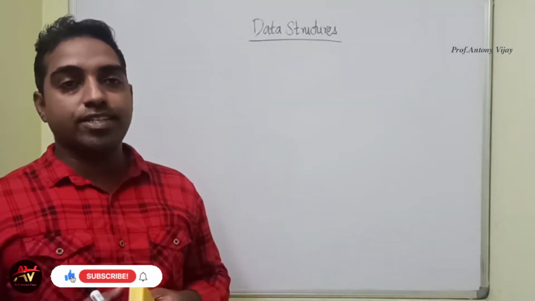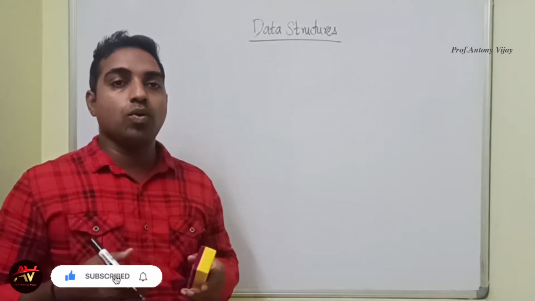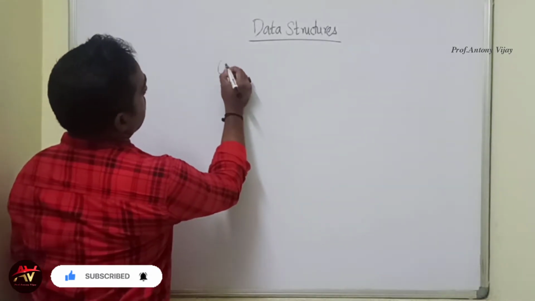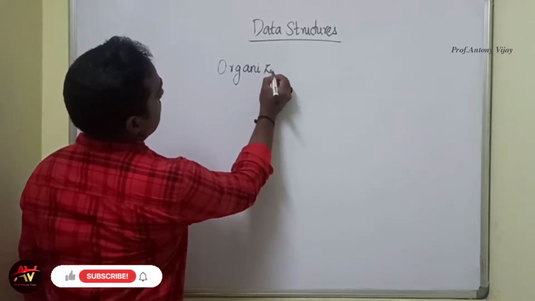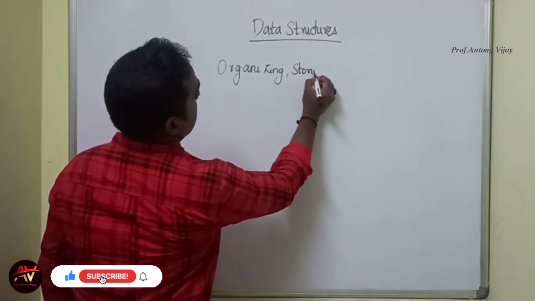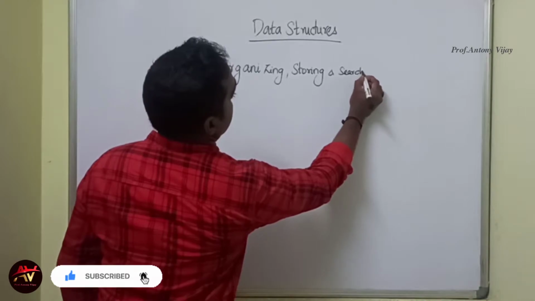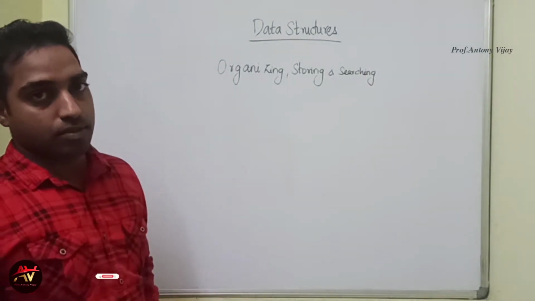So let's see the definition of data structures. Data structure is a way of organizing, storing and searching a data in an efficient manner. So there are three important things, that is organizing, storing, searching a data or element in an efficient manner, that is called as data structure.